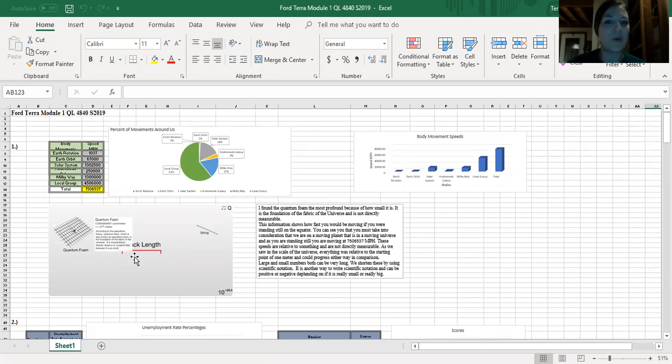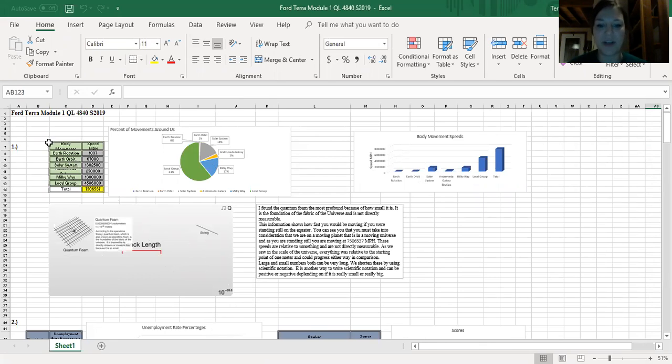I found the quantum foam to be the most profound because of how small it is. It is the foundation of the fabric of the universe. And if you look right here, you can see the size of it is 10 to the negative 35th power.